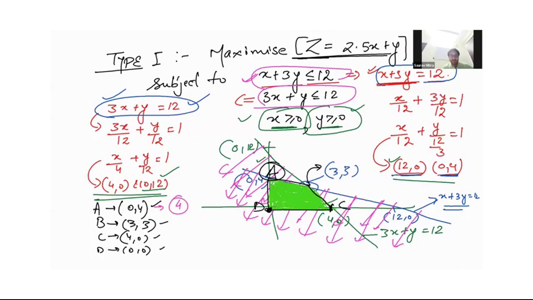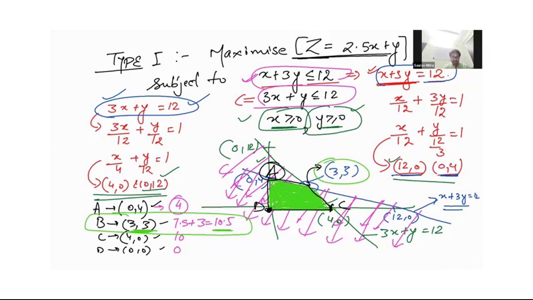Now 2.5 into 3 will be your 7.5 plus 3, you will get 10.5. Now 4 comma 0, that is 2.5 into 4 is 10 plus 0, you will get 10, and 0 comma 0 you will get 0. So at B point, you are getting your maximum value. That means your maximum value is this, and the point regarding that value is 3 comma 3. So this 3 comma 3 is giving you the maximum value.